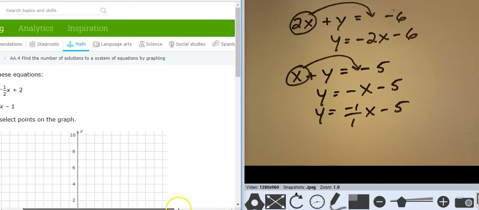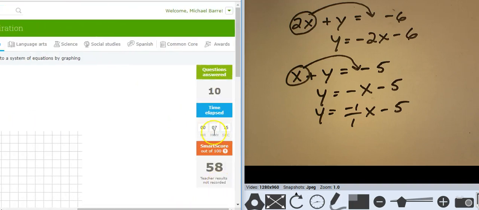But how's my smart score? So I'm at 58, and I've spent about 7 minutes on this. So definitely, with 20 minutes of effort, you should be able to get above 50. Probably closer to 70, though.